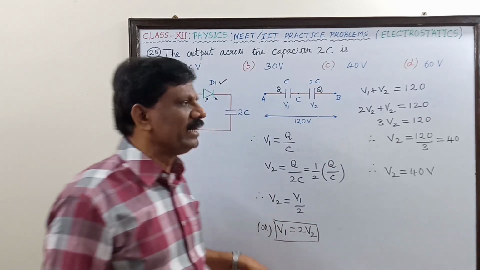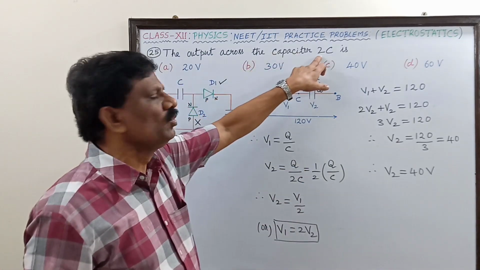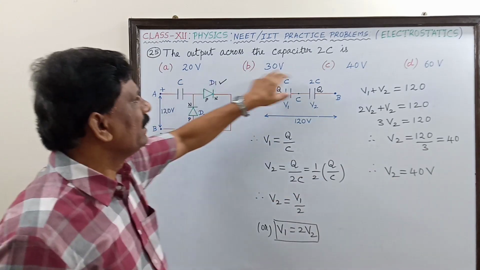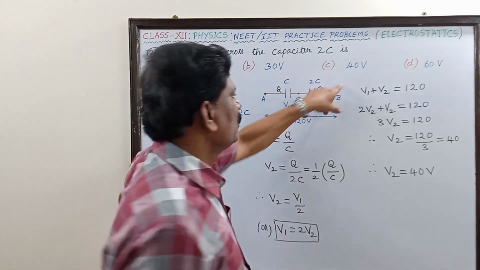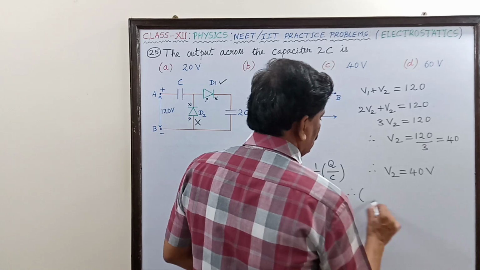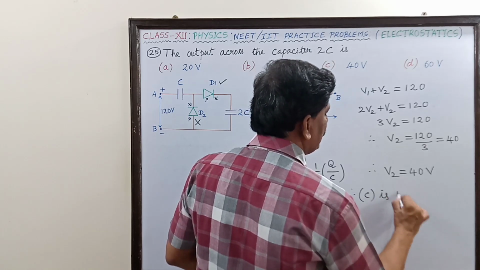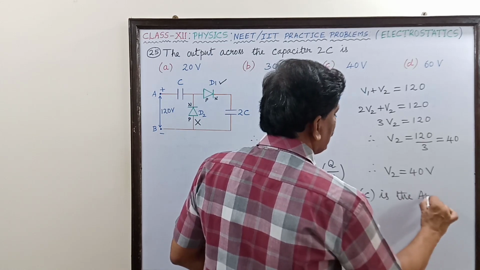This is the potential difference across the capacitor 2C. This only is asked. So what must be the answer you see here? Option C. So V2 is equal to 40 volt. That is, option C is the correct answer.